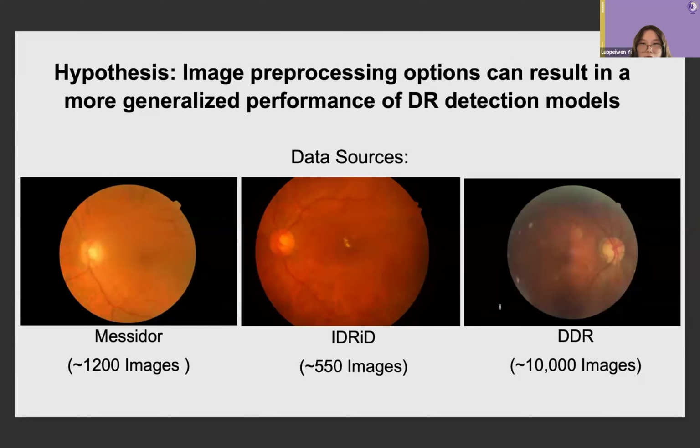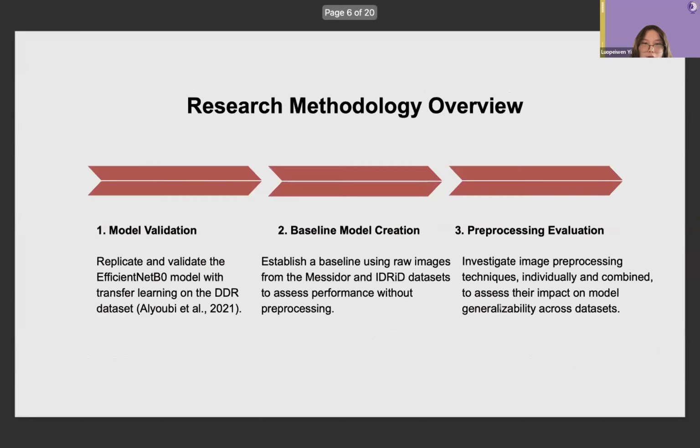As you can see from the sample images, each dataset has its own unique characteristics in terms of color profile, contrast, and field of view. So it provides an ideal testbed for our preprocessing techniques. Our research methodology builds upon a paper published in 2022 called Diabetic Retinopathy Fundus Image Classification and Lesions Localization using Deep Learning. We are using EfficientNet B0, a pre-trained convolutional neural network, as our model architecture.